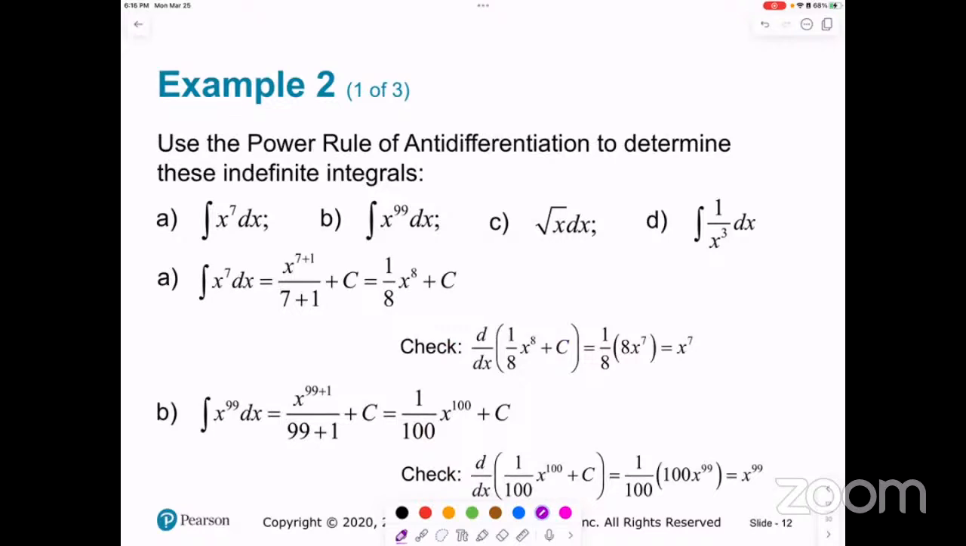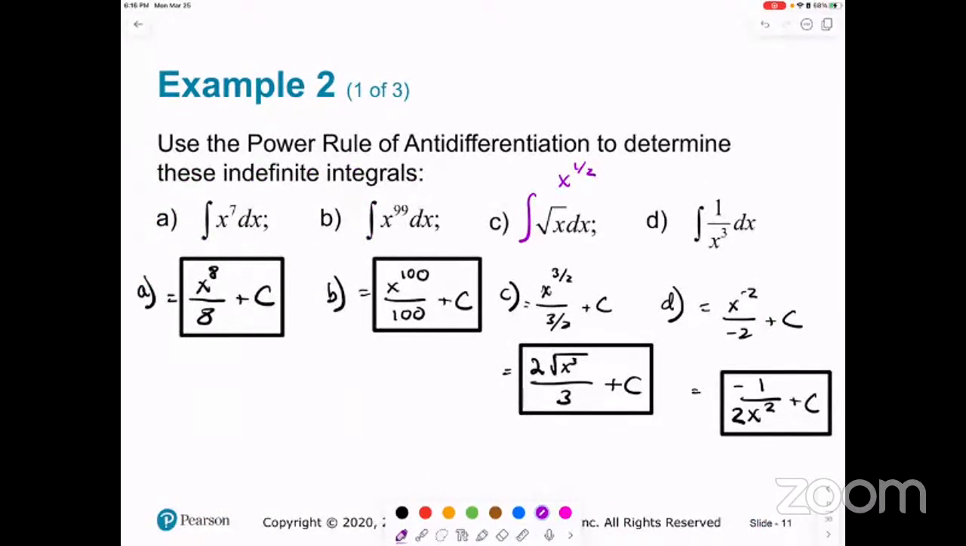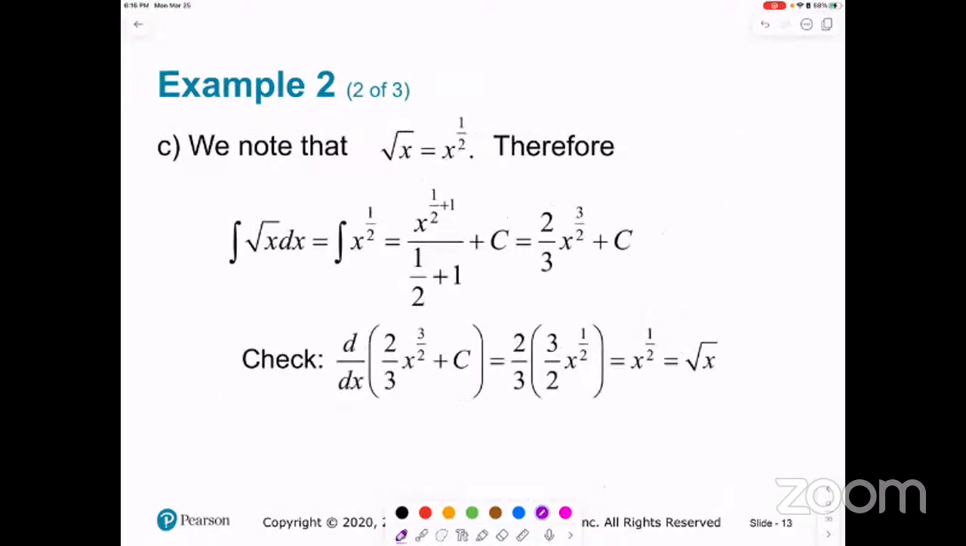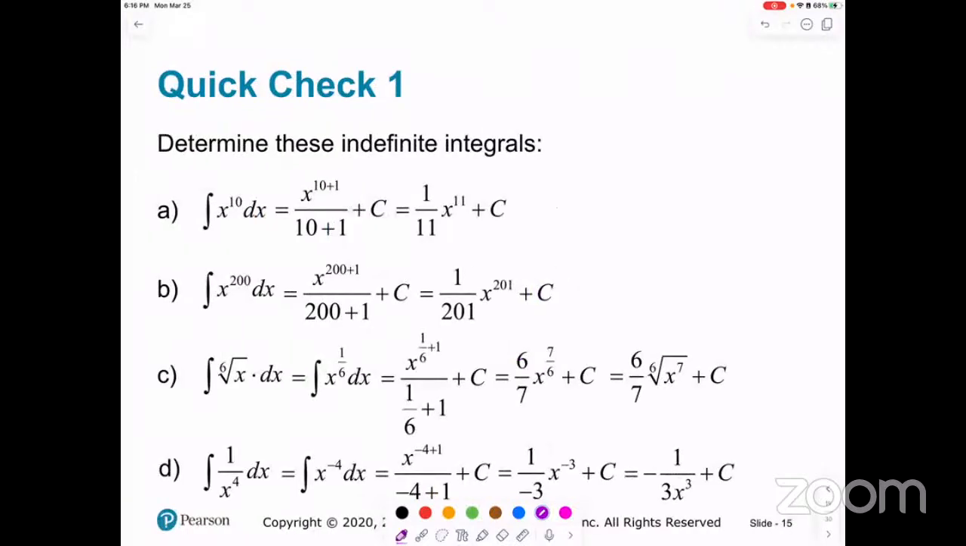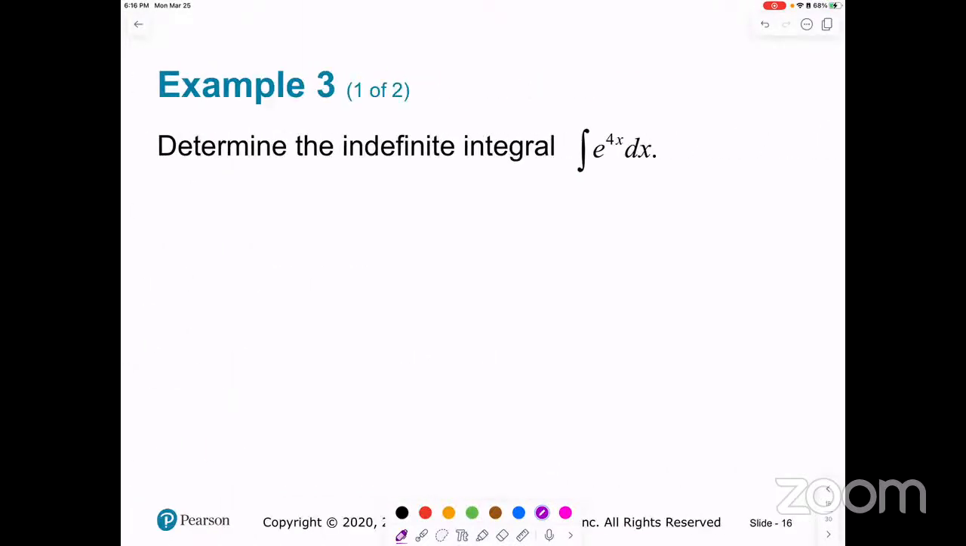Let me see. I think x to the 8 over 8, x to the 100 over 100, two-thirds x to the 3 halves plus c. That's fine. Right here, negative 1 over 2x squared plus c. Okay, let's keep going. Quick check I leave as an exercise for you. And here, determine the indefinite integral.